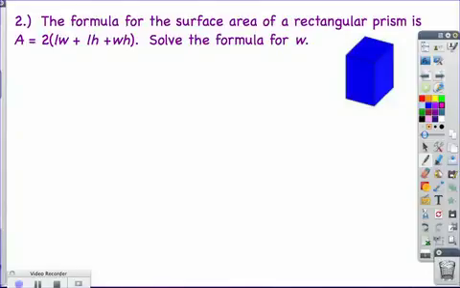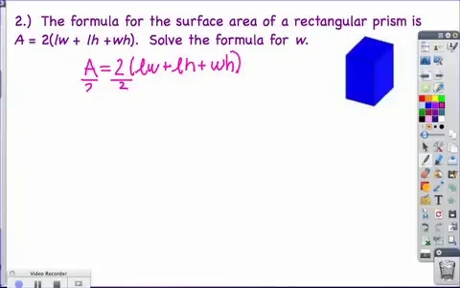Since two separate terms have a W in them, I'm going to use the reverse of the distributive property so that I can just write my W once. So on the right side, when I pull out W from each of my terms, I'm left with L plus H. Notice how if I were to redistribute the W, I would end up with what I began with.